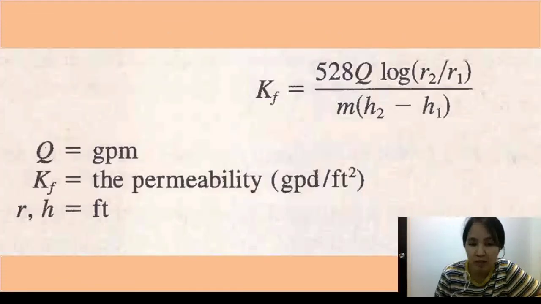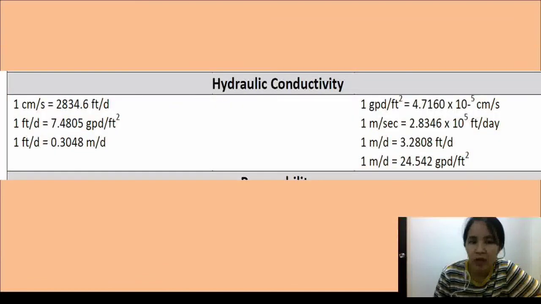So recap again, this formula for Kf is only applicable if our Q is in gallons per minute and our Kf is in gallons per day per feet squared. So what if our Kf and Q have different units? Just convert. For example, if our Kf were given in feet per second, convert it first to feet per day, and then convert to GPD per feet squared. And then we substitute this in our formula.